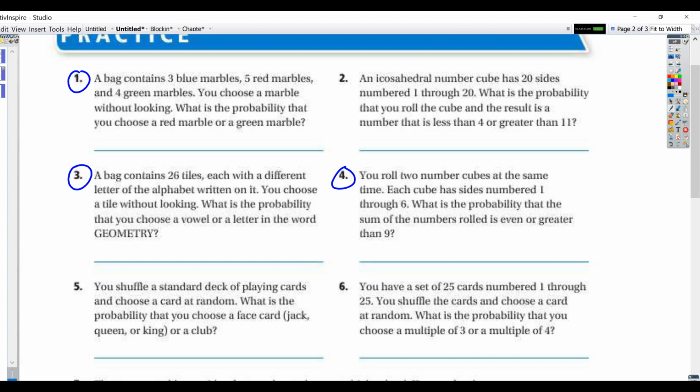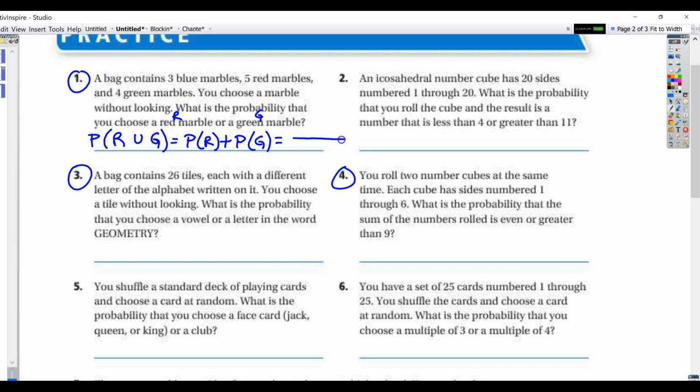All right, number 1. A bag contains 3 blue marbles, 5 red marbles, and 4 green marbles. You choose a marble without looking. What is the probability that you choose a red marble or a green marble? So isn't this the probability of R or G? And that'd be the probability of R plus the probability of G. Now, you probably did this all without any formulas. Do I need to subtract, first of all, before I move on? No, because they're totally separate events. You can't be red and green at the same time.